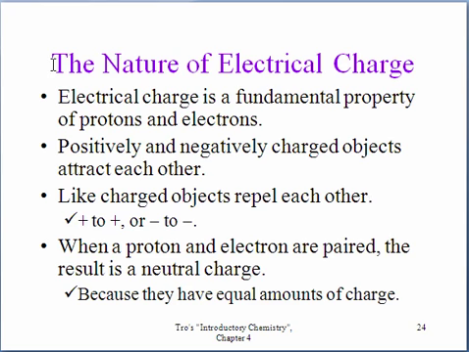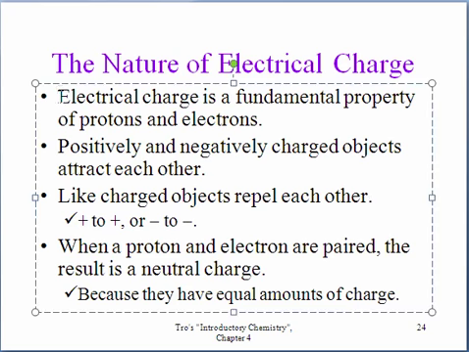Now we've got to remember this throughout chemistry. Electrical charge is a fundamental property of protons and electrons. And electricity is actually due to the movement of electrons, and the movement of electrons has to do with protons. Positively and negatively charged objects attract each other, like charged objects repel one another. So positive and positive repel, negative and negative repel. And when a proton and an electron are paired, the result is a neutral charge because they have equal amounts of charge. +1 for the proton, -1 for the electron.